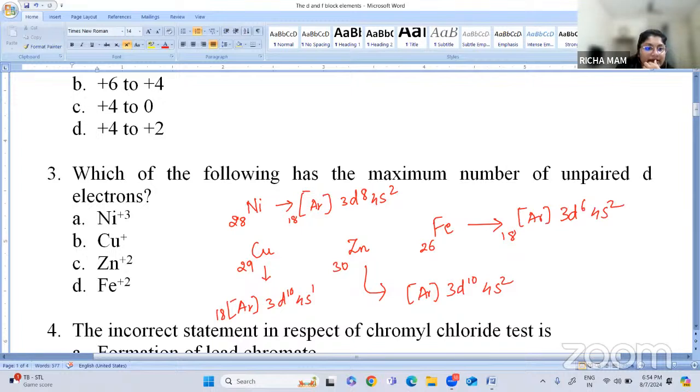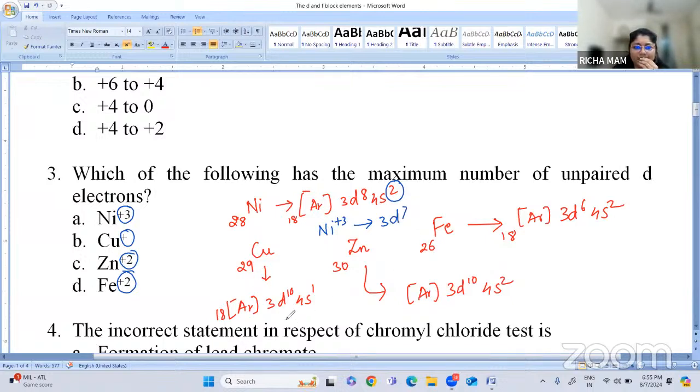Now the next question is, they have written plus 3, plus 1, plus 2, plus 2. So what does this mean? These are the loss of electrons. So let us write. Nickel plus 3 means first 2 electrons will be lost from the 4s, then 1 electron will be lost from the 3d. So it will be 3d7.